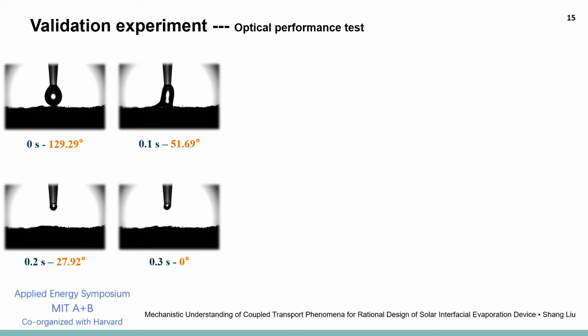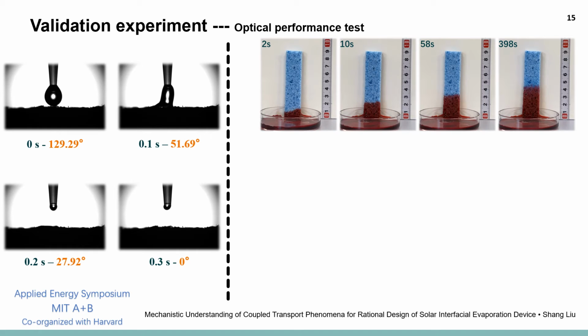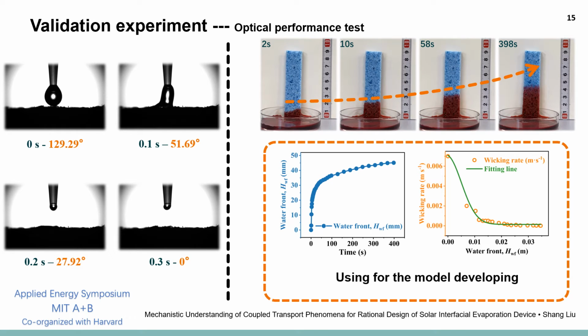The dynamic contact angle was also tested. Microscopically, it shows that the water level rises rapidly in the sample, and as a result, the change of waterfront height with time and the wicking rate at each waterfront height can be obtained.